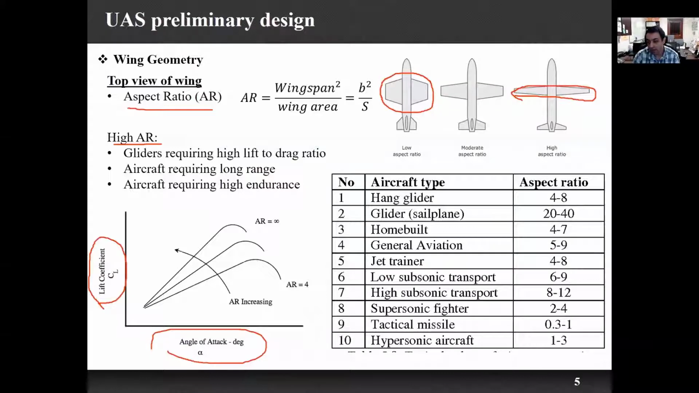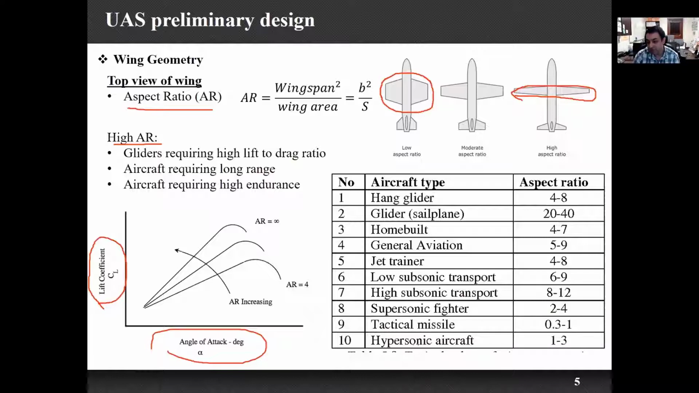For low subsonic transport airplanes, it is between 6 and 9. For high subsonic transport, it changes from 8 to 12. For supersonic fighters, 2 to 4. For tactical missiles, it is 0.3 to 1.